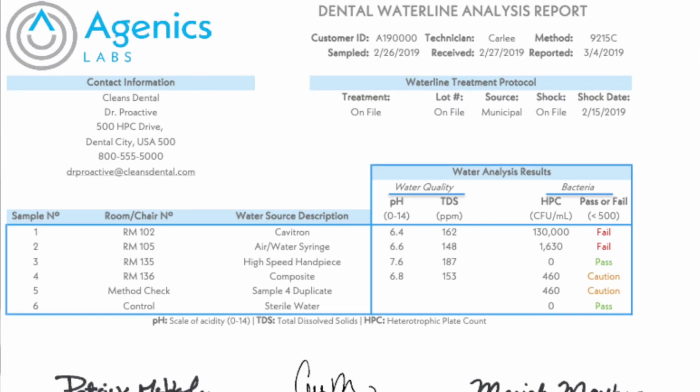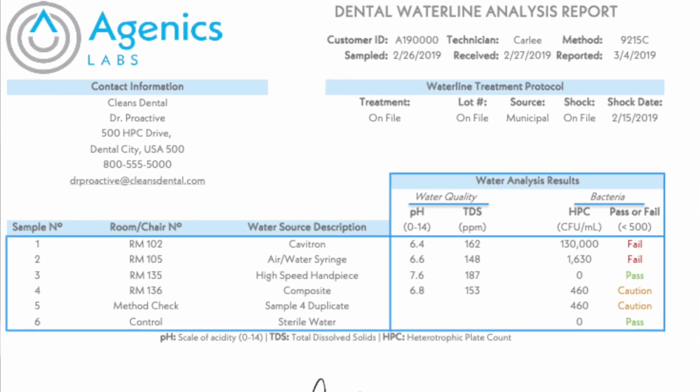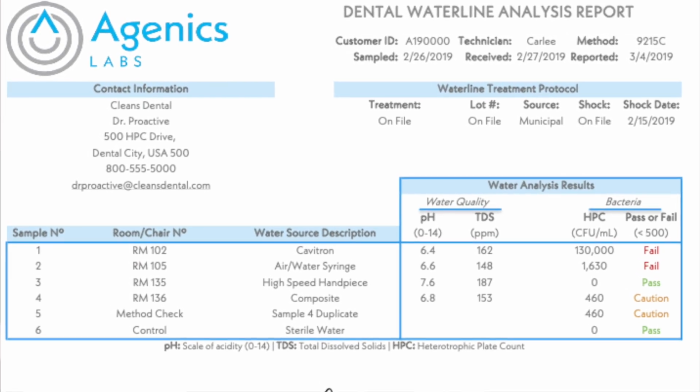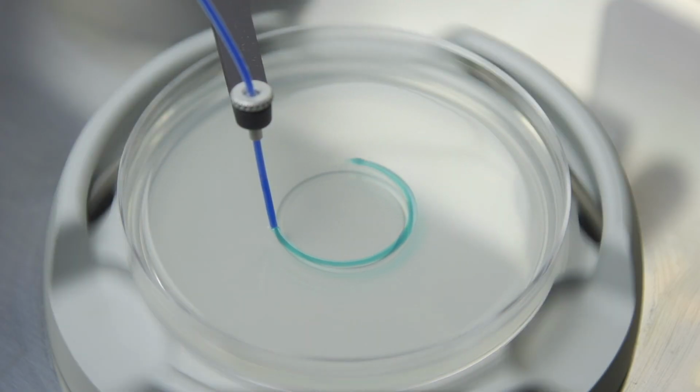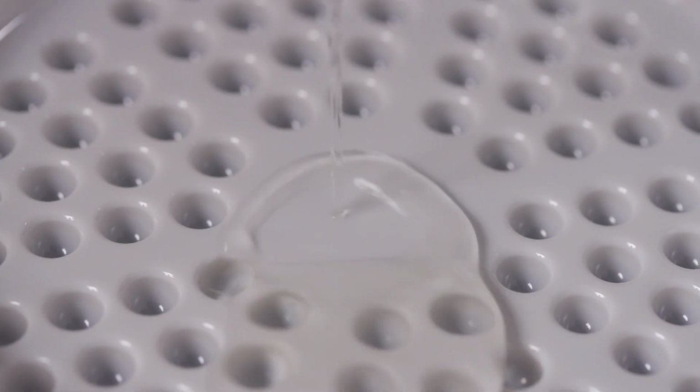Agenix, however, takes it a step further by offering two separate test methods that provide details on the bacteria counts and allows you to perform additional comprehensive water analysis, such as pH and total dissolved solids. Tell me about the two testing methods that you offer. How do they differ? Of course. We have two ways to test for HPC bacteria. Method 1 is our exponential spread plate on R2A agar, and method 2 is our enzyme substrate.